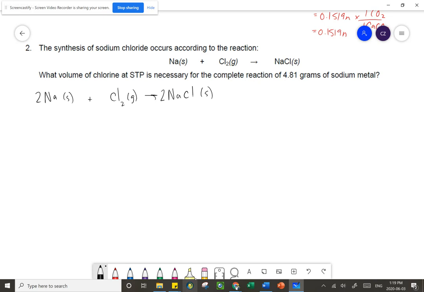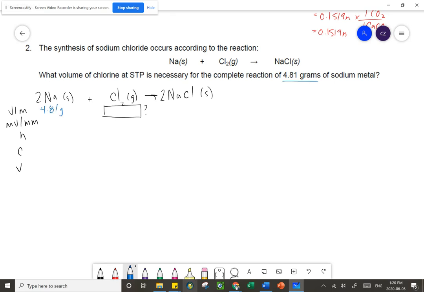I'm going to set up our table with volume or mass, molar volume or molar mass, moles, concentration, and volume. So it asks what volume of chlorine gas at STP. We're trying to figure out what volume is necessary for the complete reaction of 4.81 grams of sodium metal. So 4.81 grams is given to us here. So this is my mass.